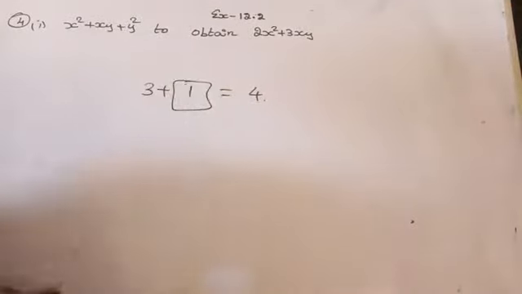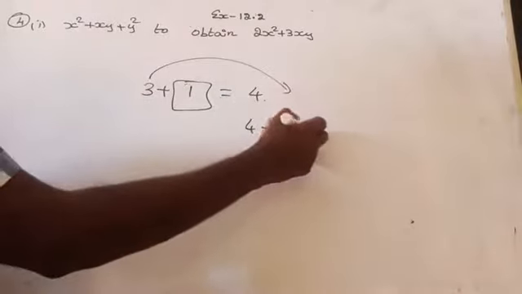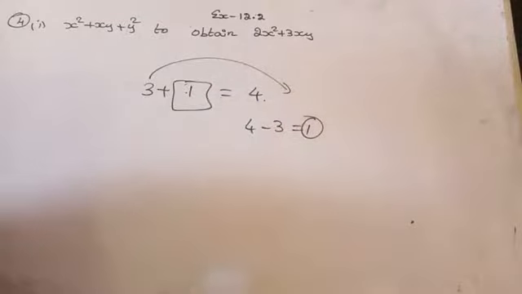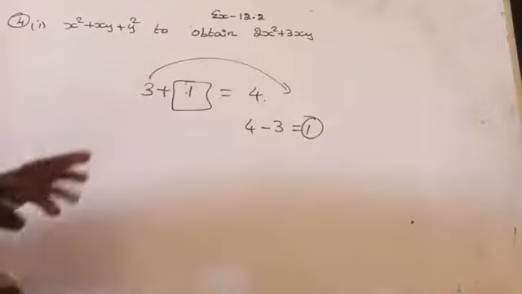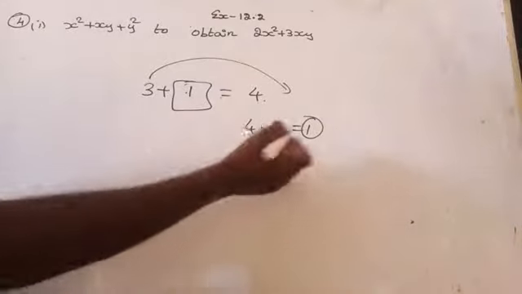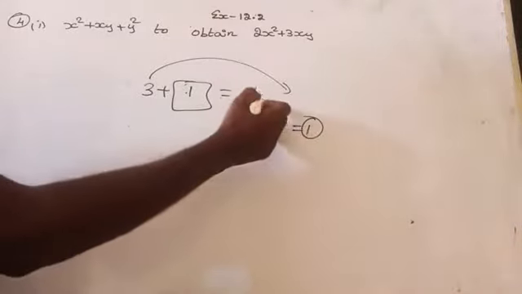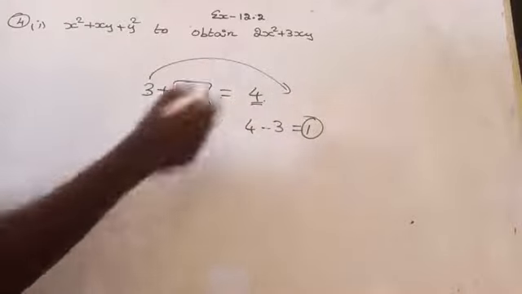So, how will you get that 1? 4 minus 3. That is, it gives us what? 1. Therefore, 1 should be added with 3 to get us 4. So, what will you do? What is the required answer? That required answer is the result obtained minus the given expression.